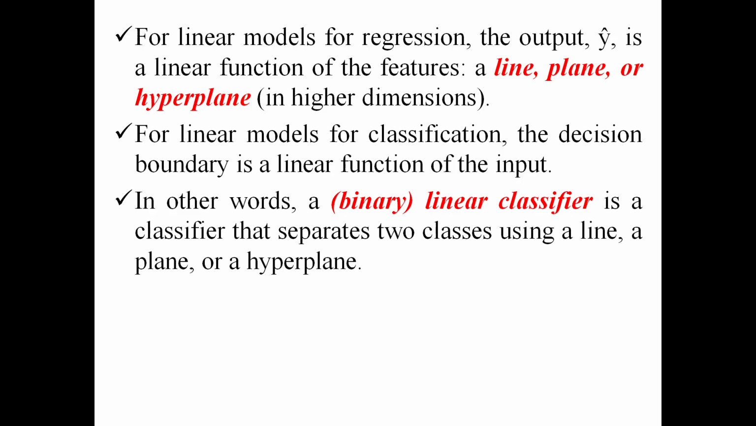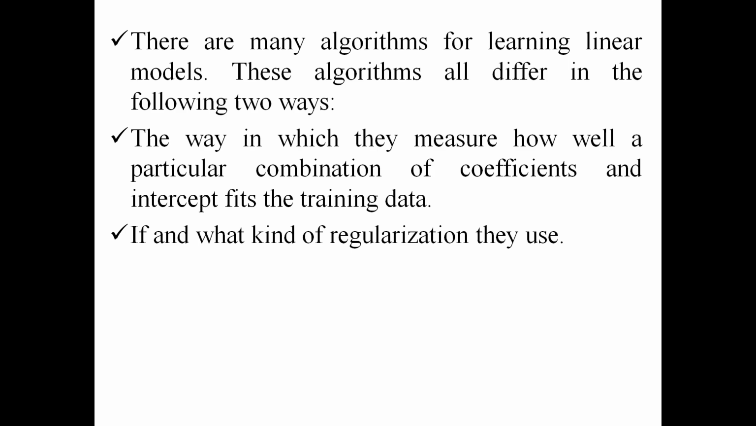Mainly the linear models we are using here are for binary classification only. Binary classification means only two classes will be taken: either it is available or not available. If it is available, it is taken as one; if it is not available, it is taken as zero. So binary classification is 0 and 1. In the same way here, we are classifying in the format of binary classification using a linear classifier. There are many algorithms for learning the linear models.